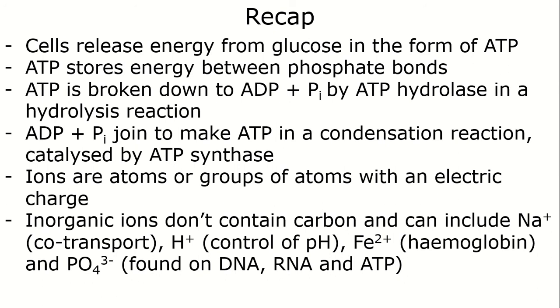We know that ions are atoms or groups of atoms with an electric charge, and that inorganic ions don't contain carbon, and they can include Na+, for co-transport, H+, which is used in the control of pH, Fe2+, which is important in hemoglobin, and PO4 3- or phosphate, which is found on DNA, RNA, and ATP.